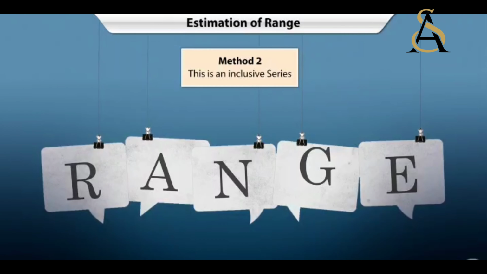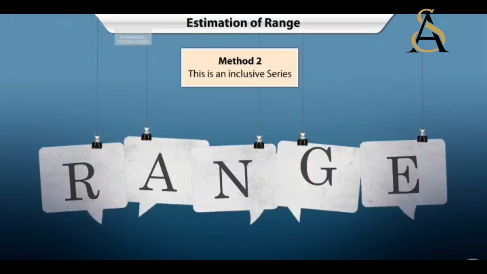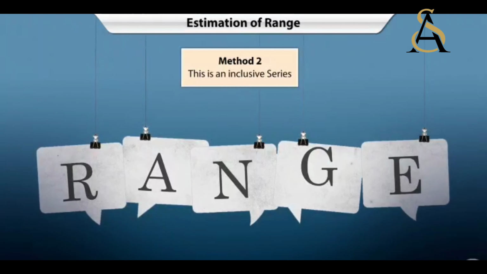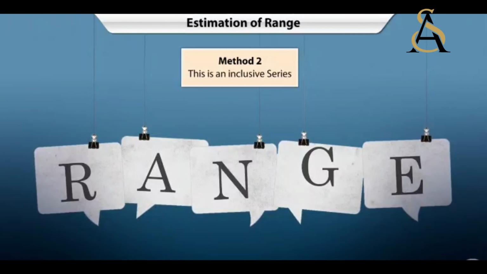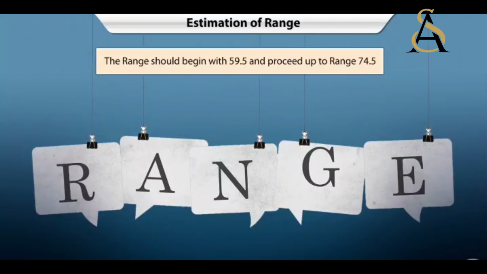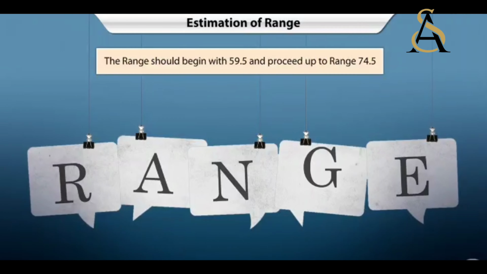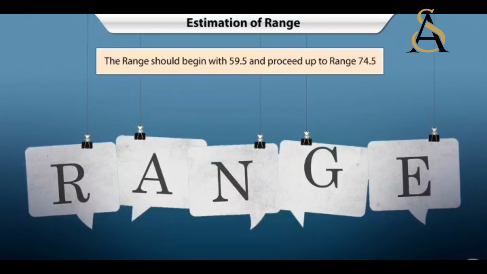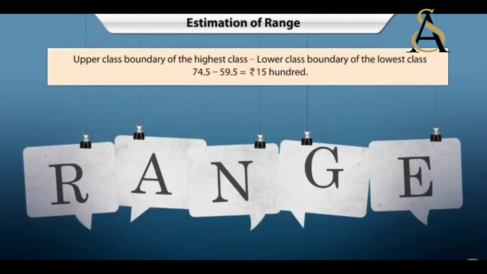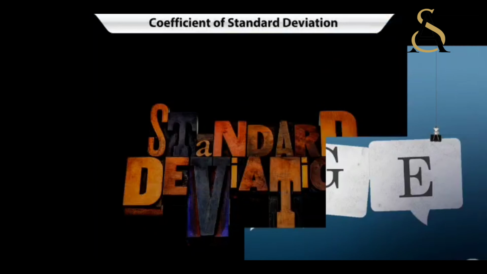Method 2. This is an inclusive series. So, this must be converted into exclusive series to calculate the range. Let us convert the frequency classes into exclusive frequency classes. The range should begin with 59.5 and proceed up to 74.5. Range in such cases is defined as upper class boundary of the highest class minus lower class boundary of the lowest class. 74.5 minus 59.5 is equal to 1500.